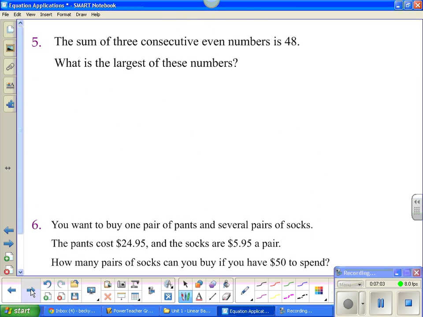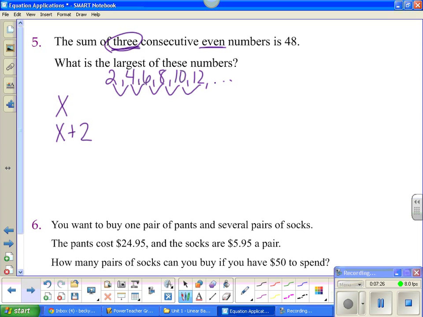The sum of 3 consecutive even numbers is 48. So I have 3 of them, and they're even. Well, here are your even numbers. How far are they apart? They are all 2 digits apart. So even numbers set up just like odd numbers. I have 3 of them. So the first one's going to be x. The next one's going to be x plus 2. And the third one's going to be x plus 4. So even and odd integers are both 2 digits apart.